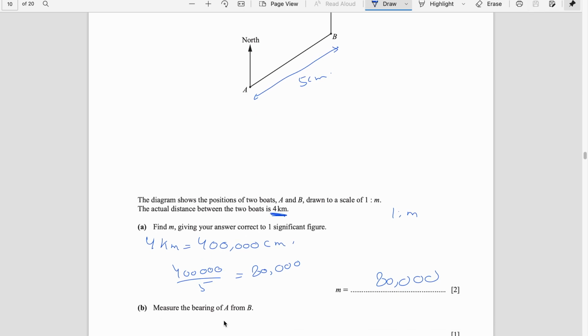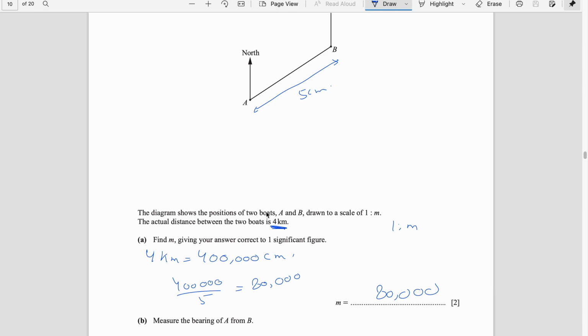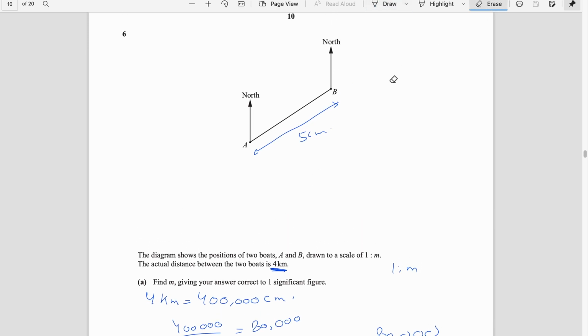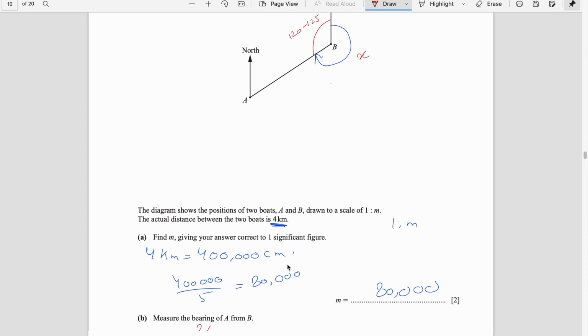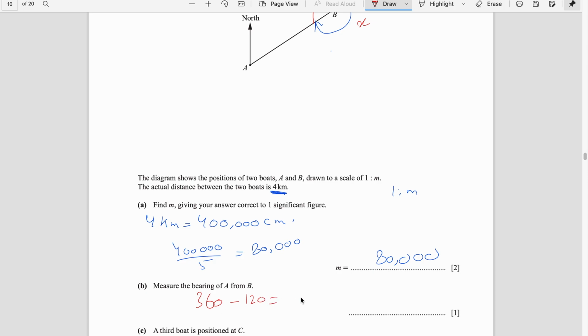B part says measure the bearing of A from B. So the bearing of A from B is this angle. Use your protractor to find this angle, which should lie between 120 and 125, and your actual answer, this x, is 360 minus the angle you just measured. Let us consider it is 120. So you're left with 240 degrees.